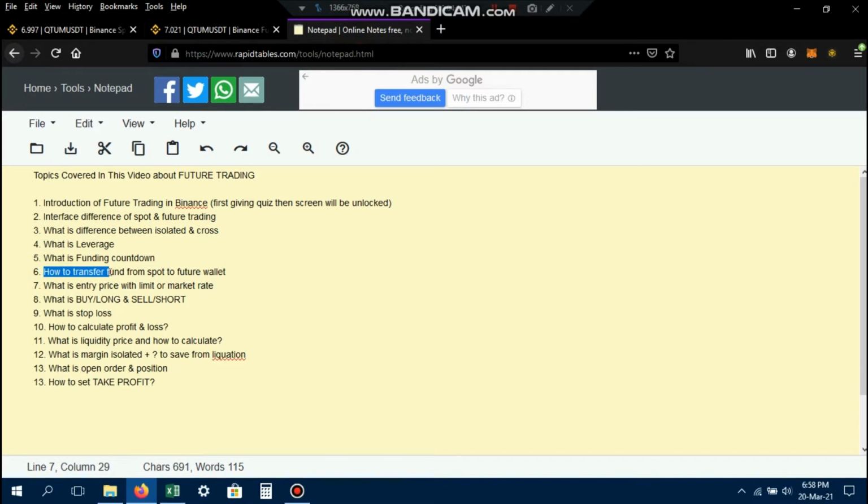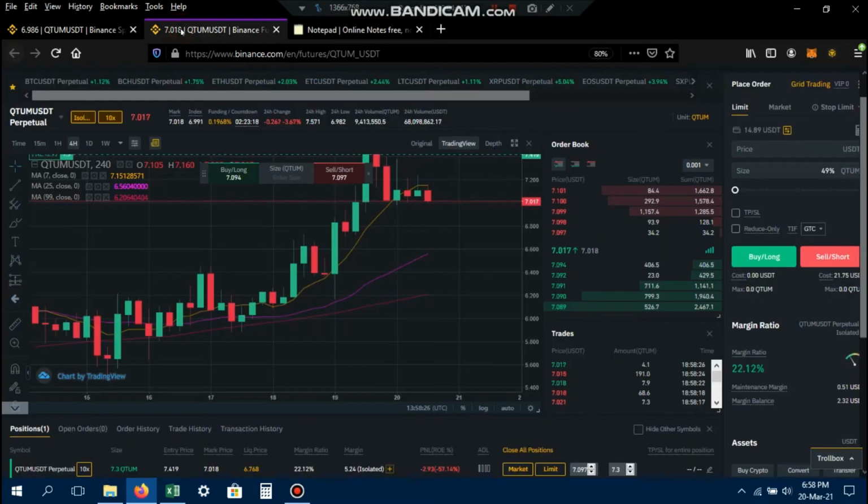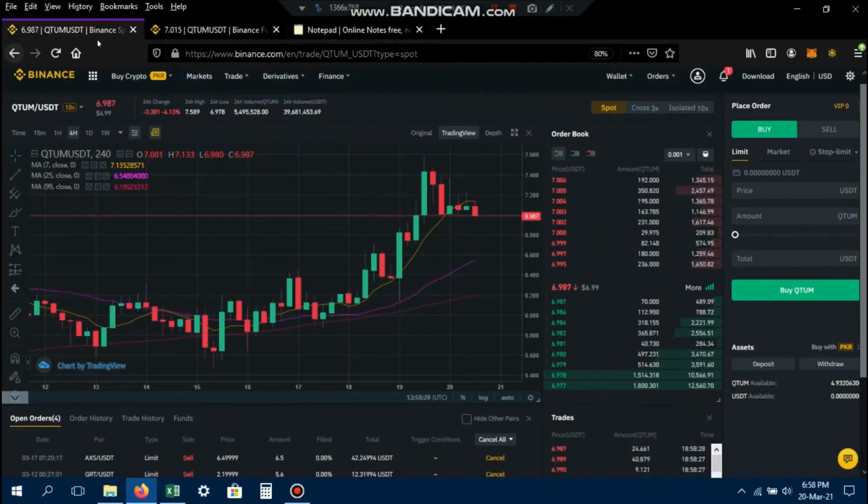And now we are done with this question. Now what is entry price with limit or market rate? As you can see, in spot trading you have this screen, you have the buying option, you write some amount which you think the price would become, you put that price, and then you put the amount over here and the total USDT you want to invest, then buy. Okay, then the buying order comes over here.